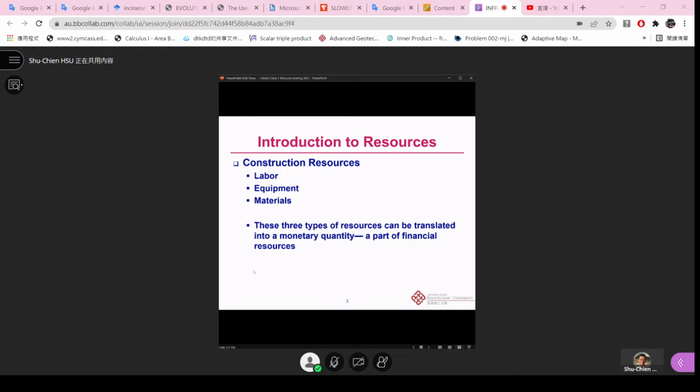Because we can know the labor wage, we now also know how we can do cost estimation for the calculation of the equipment. And of course, the materials you can just check, those are the market prices for all kinds of materials, right? So all these kinds of resources can be seen as money, as the cost in the projects, like for infrastructures.